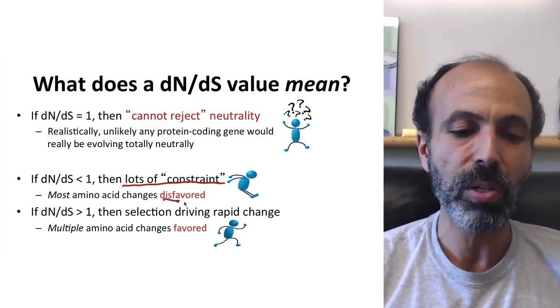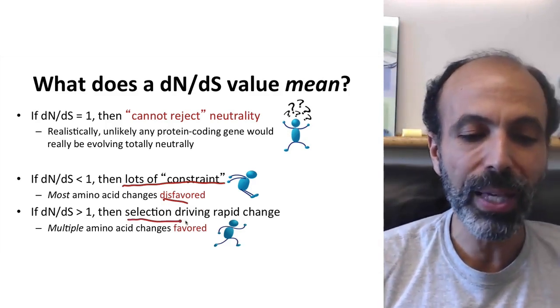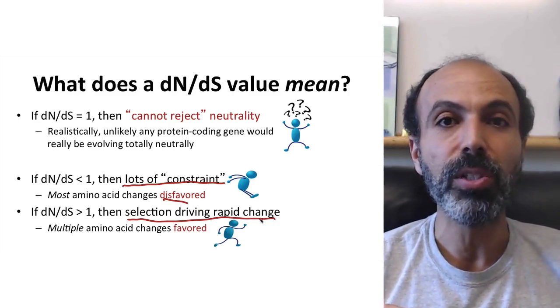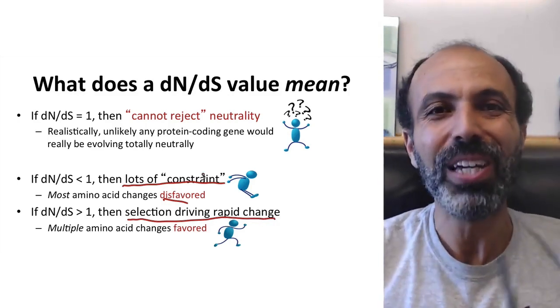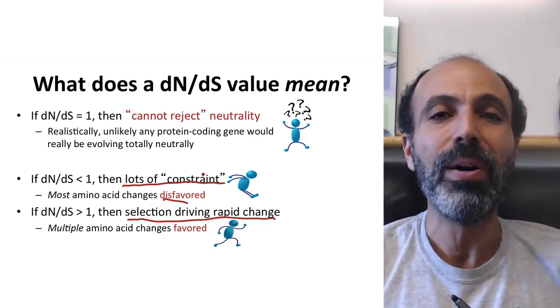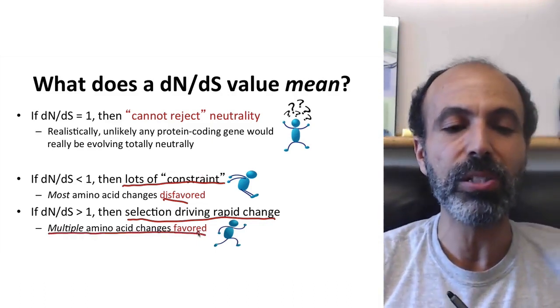Most amino acid changes are disfavored. Similarly, if you have dN/dS greater than 1, then you definitely have selection driving rapid change. You probably have some constraint as well. Probably not any possible change is good, but probably a subset of them are bad, but you have nonetheless had multiple amino acid changes favored.